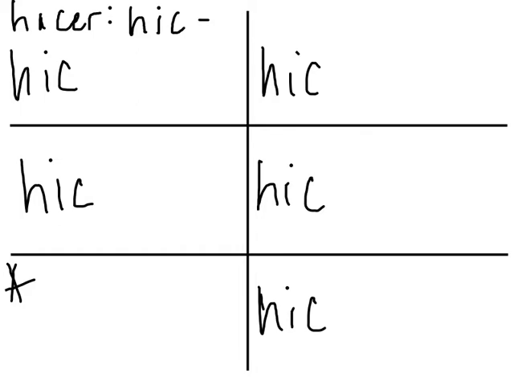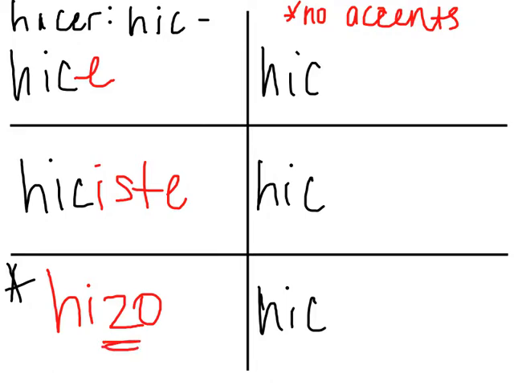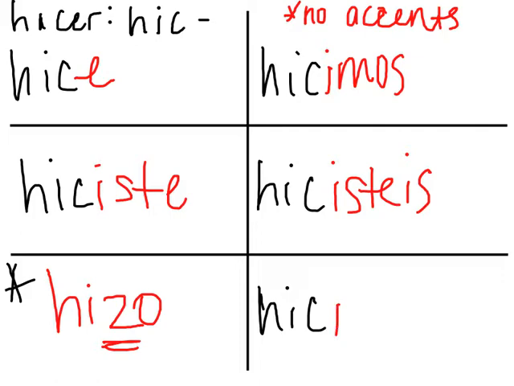So these are kind of a mix of the endings that we've used in the preterite. And remember that on irregulars in the preterite, there are no accents at all. So we have hice, hiciste, and this is the weird one. Because we don't want to say hico, we change the C to a Z, just like in a car verb. Hizo, hicimos, hicisteis, and hicieron.